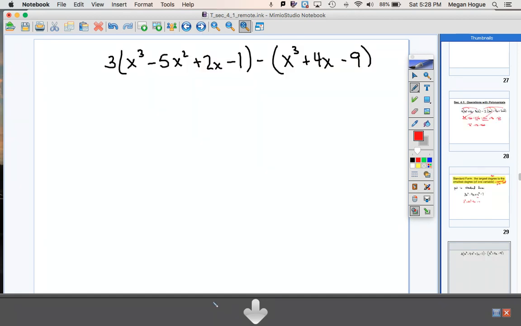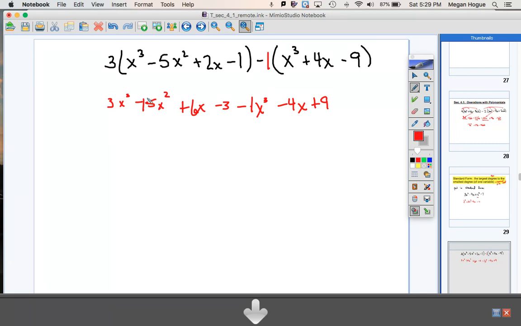Now going back to what we were seeing, we're going to subtract these with some distributing first. So I will have to take the 3 and distribute. Remember, this means there's a -1 in front. This would be a good one to pause, do it yourself, and then see if we can get the right answer here. All right, when I distribute the 3, I'm going to get 3x cubed minus 15x squared plus 6x minus 3. And then -1, -1x cubed minus 4x plus 9.